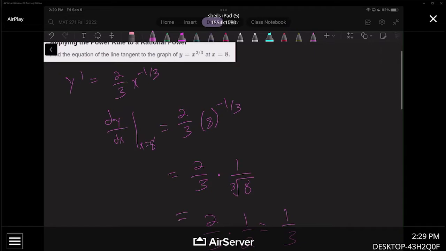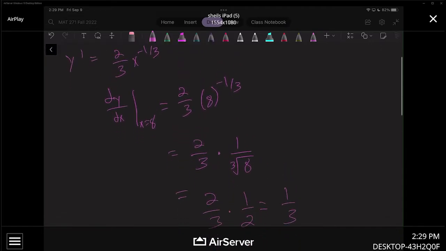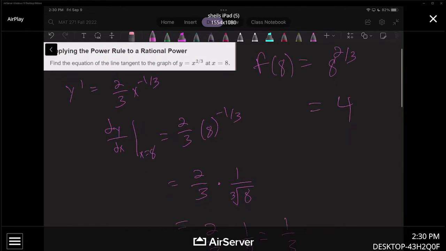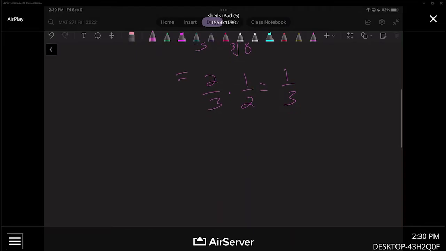This is not the equation of that line, of course. However, I could also find that if I plug 8 into the original equation, so if I find f of 8, this is 8 to the 2/3 power, and this is 4. So when x is 8, y is 4. So I have the point 8, 4. I have the slope.